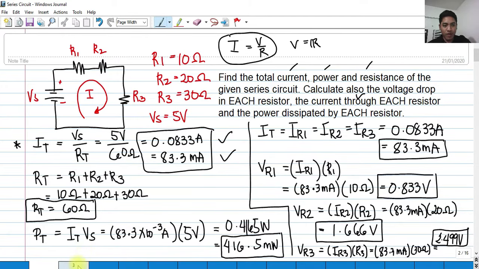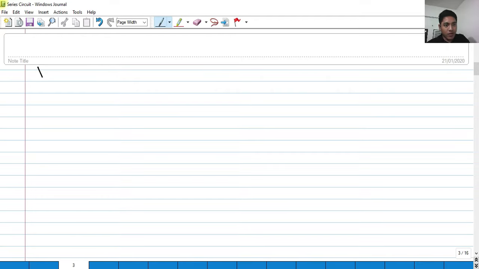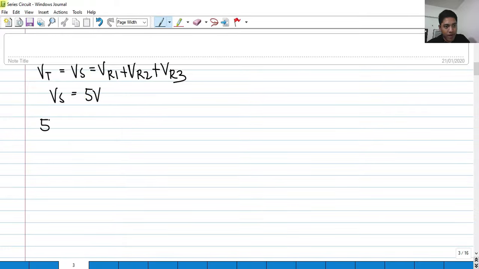So if we're going to check, the total voltage in a circuit is simply equal to the supply voltage, and that is equal to the voltage drop across R1, plus the voltage drop across R2, plus the voltage drop across R sub 3. So this is V sub S, and V sub S is equal to 5 volts. If we add these three, it should be equal or approximately equal to 5.